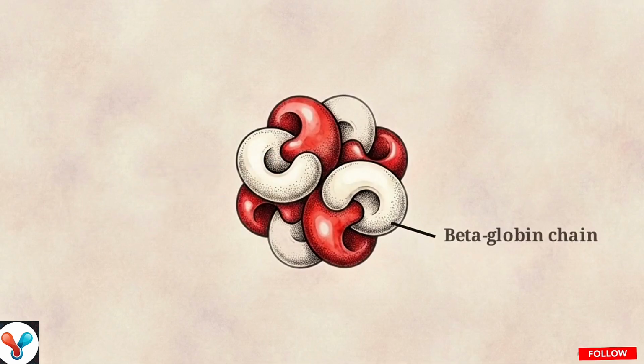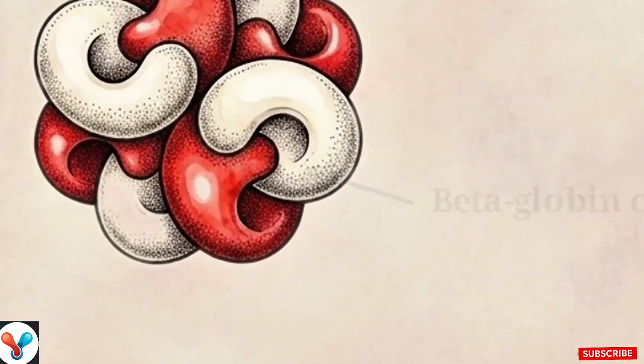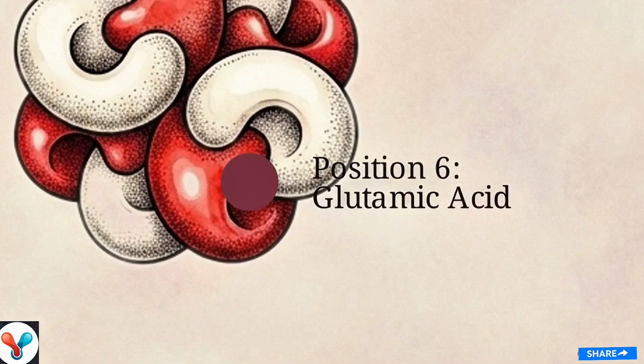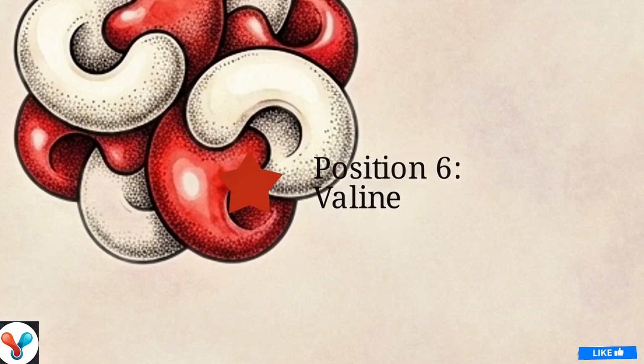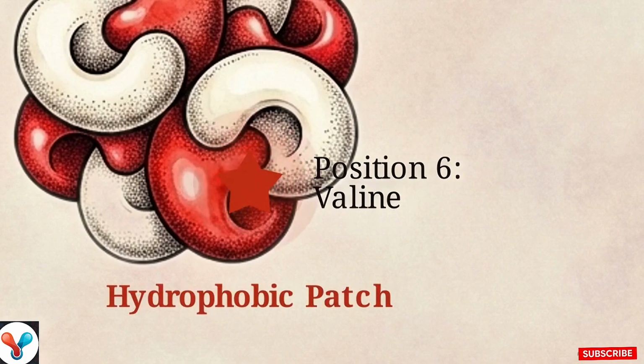The pathology begins with a base pair swap in the DNA sequence. Adenine is replaced by thymine. This alters the protein. On the sixth position of the beta-globin chain, glutamic acid is swapped for hydrophobic valine, creating a highly reactive, sticky patch on the hemoglobin molecule.